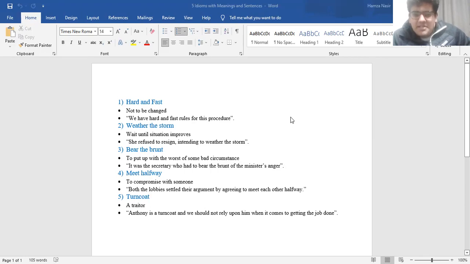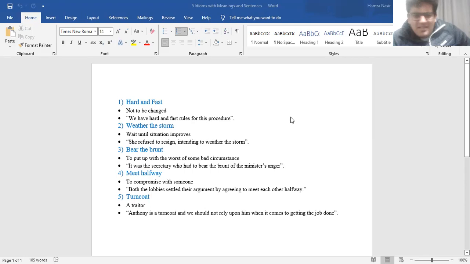Last but not least, turncoat. T-U-R-N-C-O-A-T. Turncoat basically means a traitor. A traitor is someone who betrays a certain cause, a certain organization, a certain bunch of people, basically who indulges in betrayal. So turncoat means a traitor.